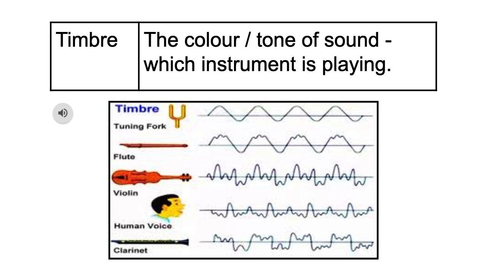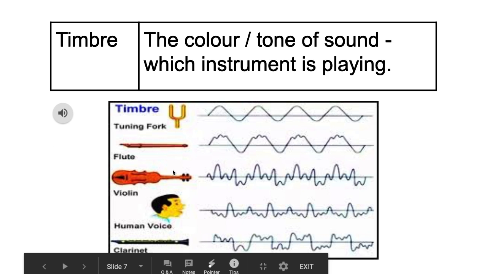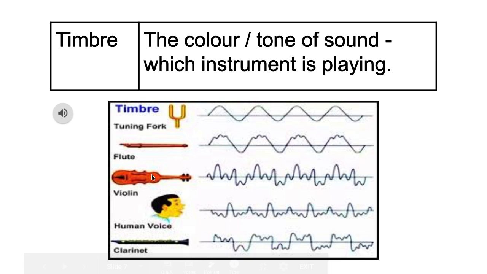Timbre. Okay, the colour or tone of sound, which instrument is playing. So it's to do with, for example, on this lovely little graph we've got, if a violin was playing, even if it was the same note, let's say a C, the sound waves would look different and it would sound slightly different to if a flute was playing a C. So the timbre is different. Often when you're asked about timbre in music questions and listening tests, it means speak about the instruments.